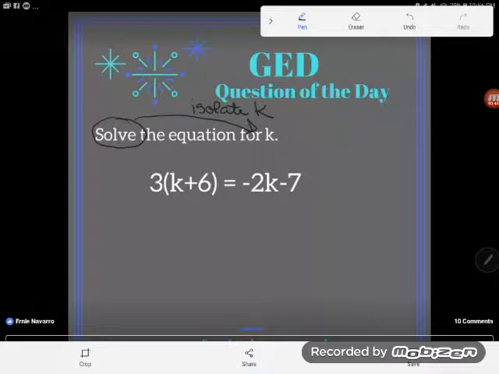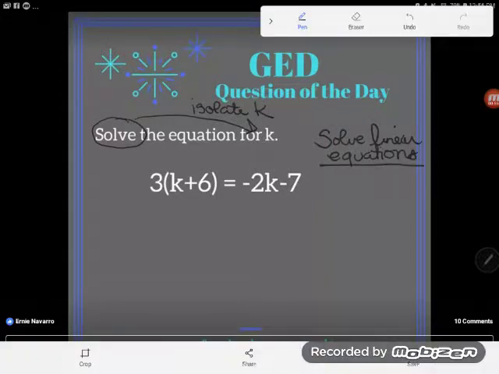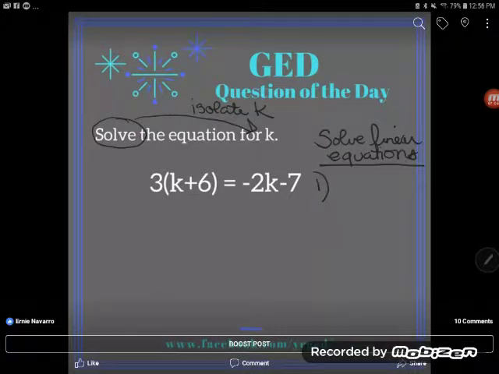Okay, and so there are three big principles of solving linear equations. Most of the problems you're going to see on the GED are linear equations. Those are the simplest kinds. In fact, all the problems we've done so far are linear. When we get to one that's not linear, I'll point it out to you. But for now, these are the big principles that we're going to use to solve equations.